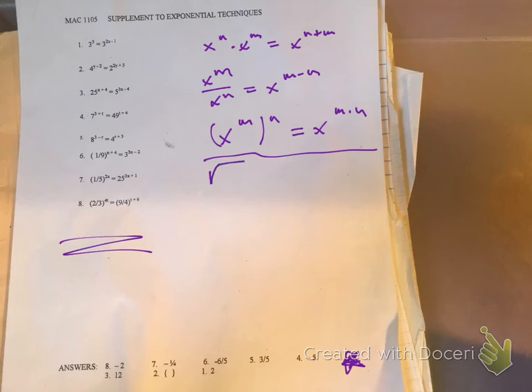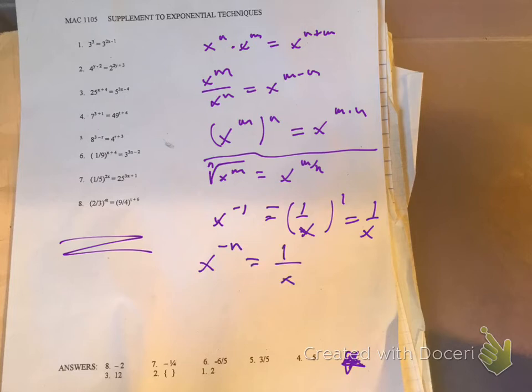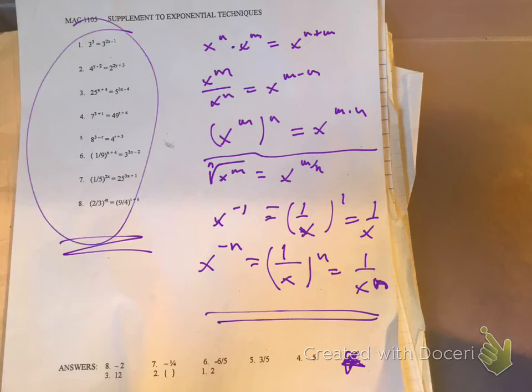But you need to remember things like this. If you have the nth root of x to the m, that's the same thing as x to the m divided by n. And if you have x to the -1, that's the same thing as 1 over x to the first, which is the same thing as just a plain old 1 over x. And if you have x to the -n, this is the same thing as 1 over x to the n power, and that's really the same thing as 1 over x to the n. That's an n right there, gang. So these are your properties of exponents that you're going to desperately need to know to be able to do this worksheet right here.